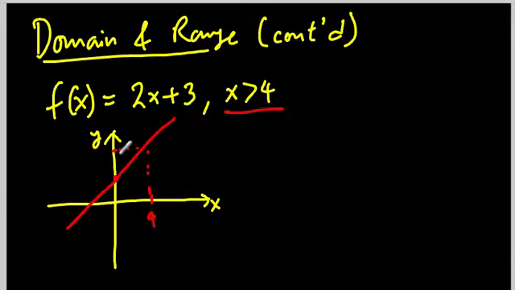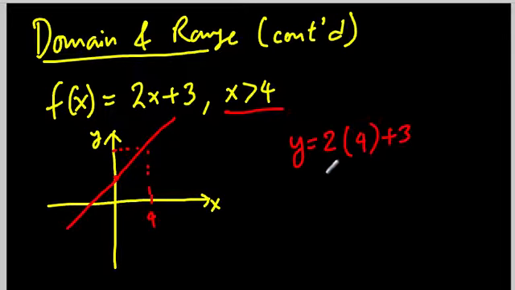So how do we find the respective y value? Well, we take this 4 and plug it in for x over here. So y equals 2, and instead of x, I'm going to replace it with 4, because I want to figure out what the y value will be when x is equal to 4, plus 3. So it's equal to 8 plus 3, which is equal to 11. So this value here is 11.